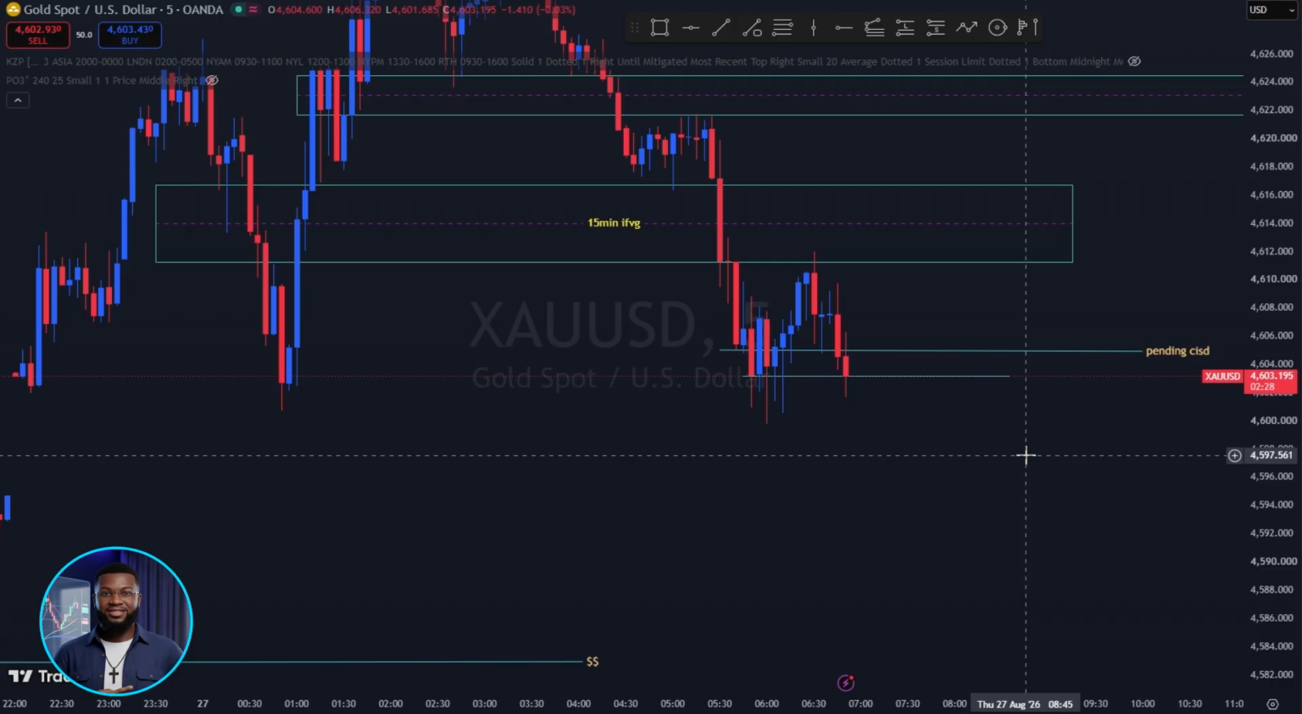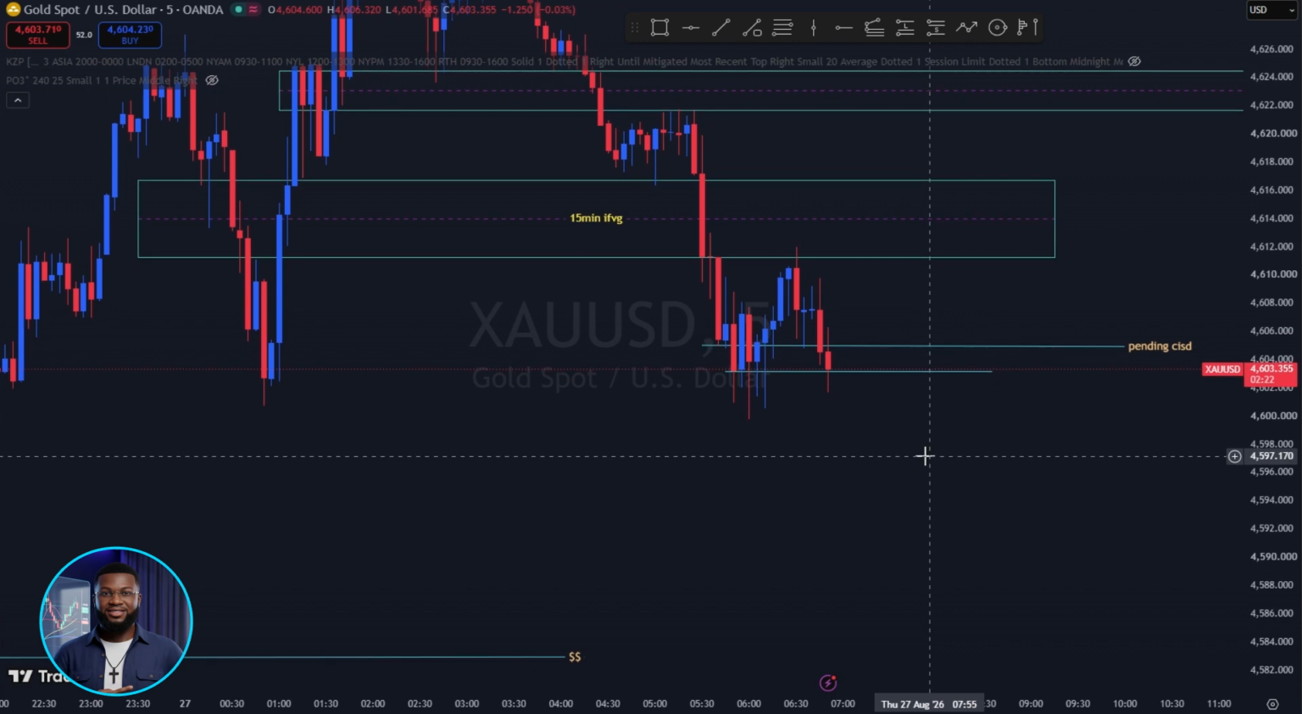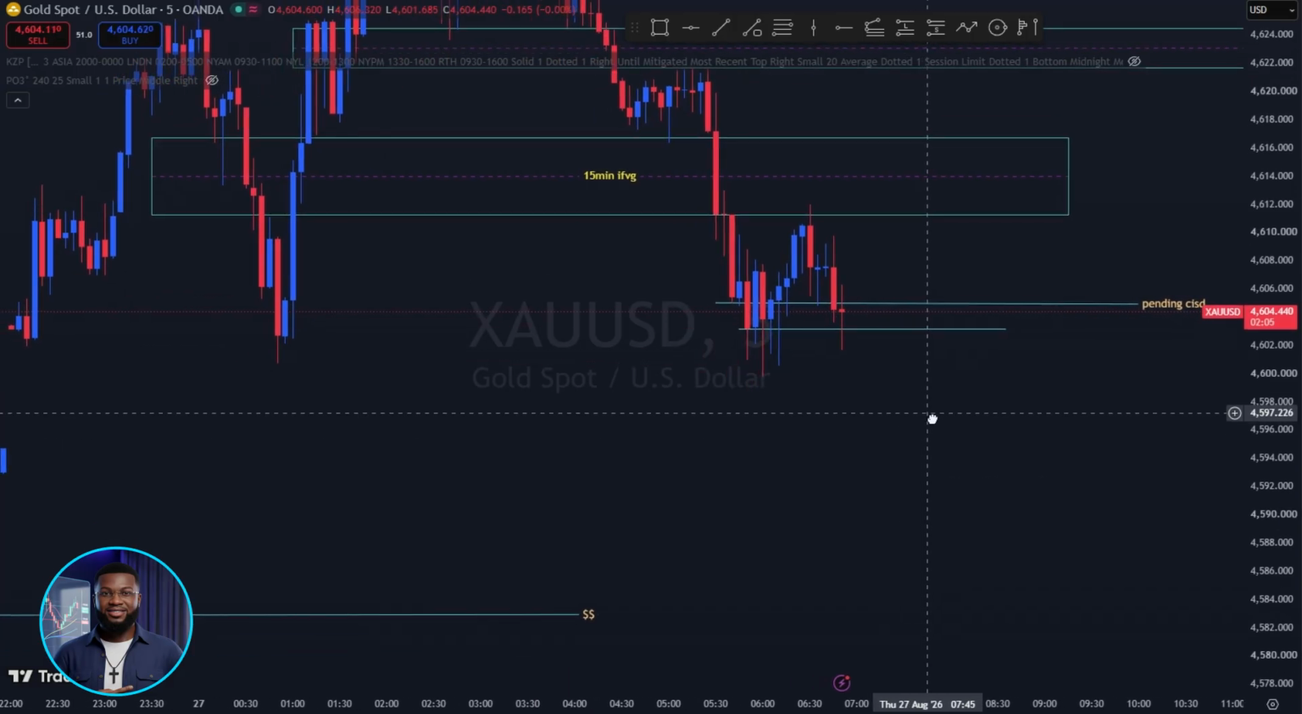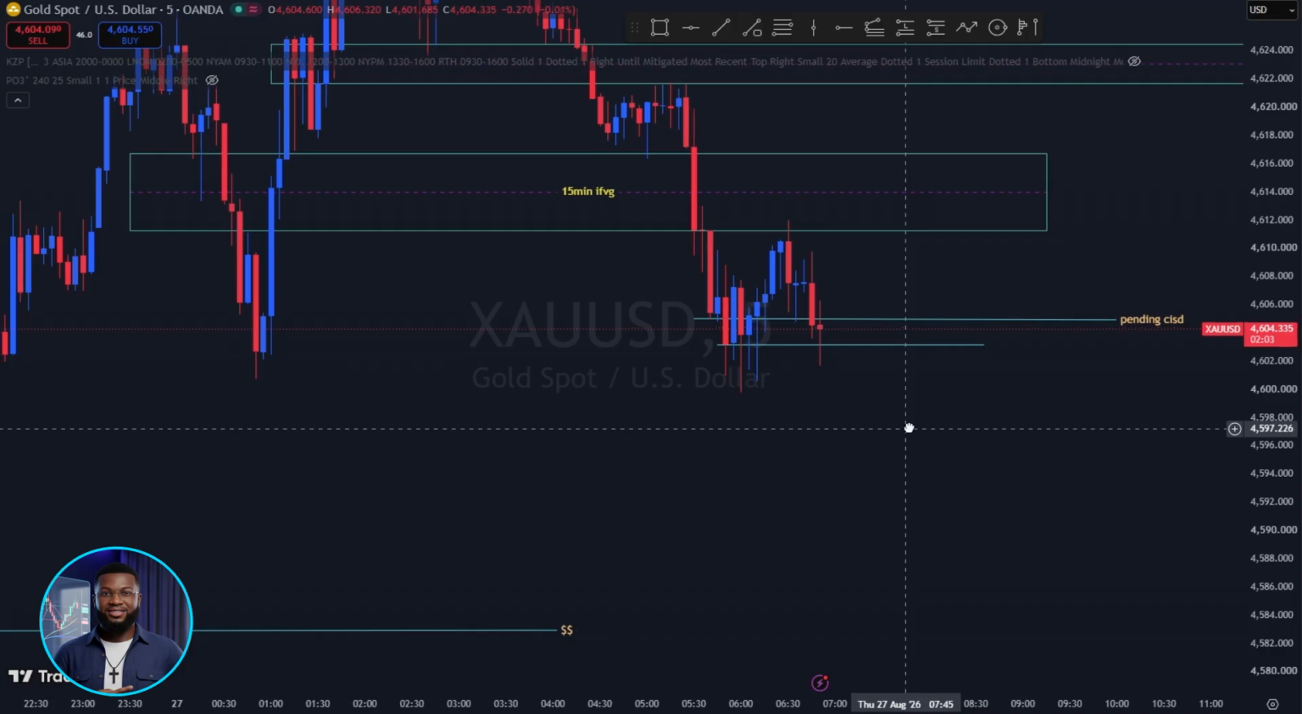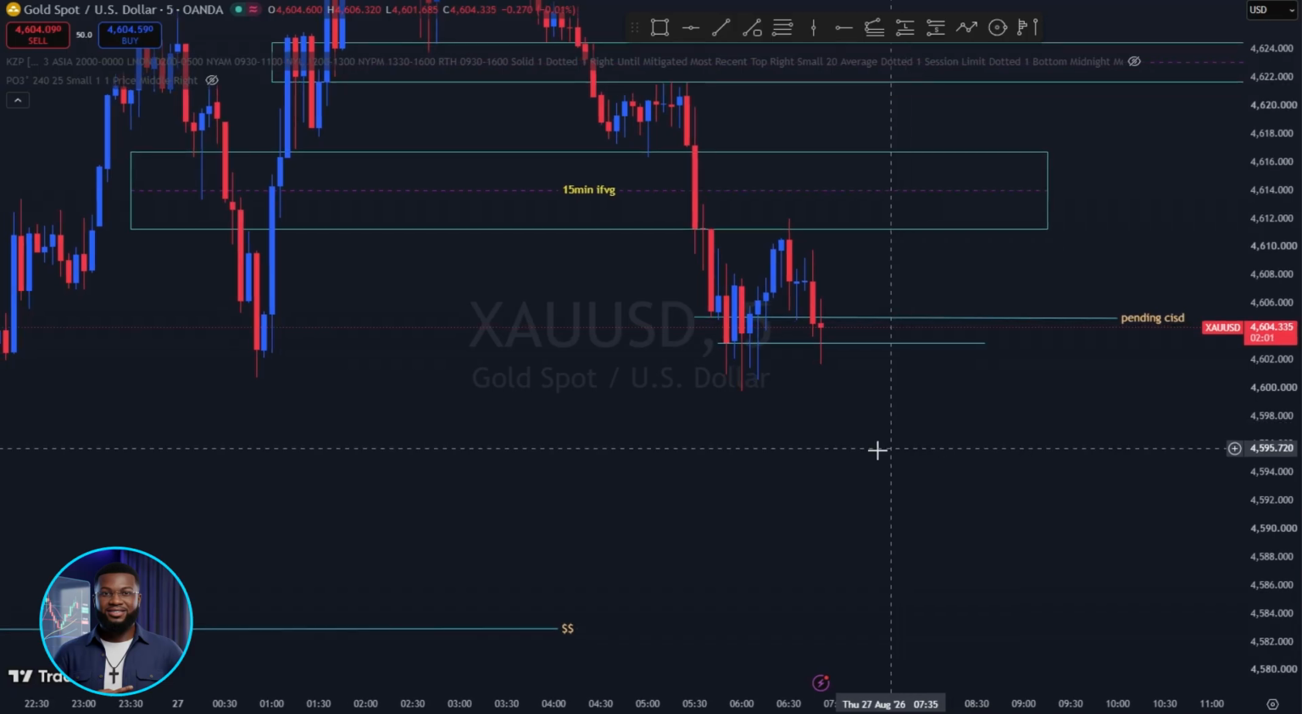When I talk about context, what do I mean by context? Context is like knowing where your key levels are, knowing where your dealing ranges are, if price is in an expansion or retracement, and all those things, it adds up to make your entries quite solid. So try your best to do a top down every time you come to the market.